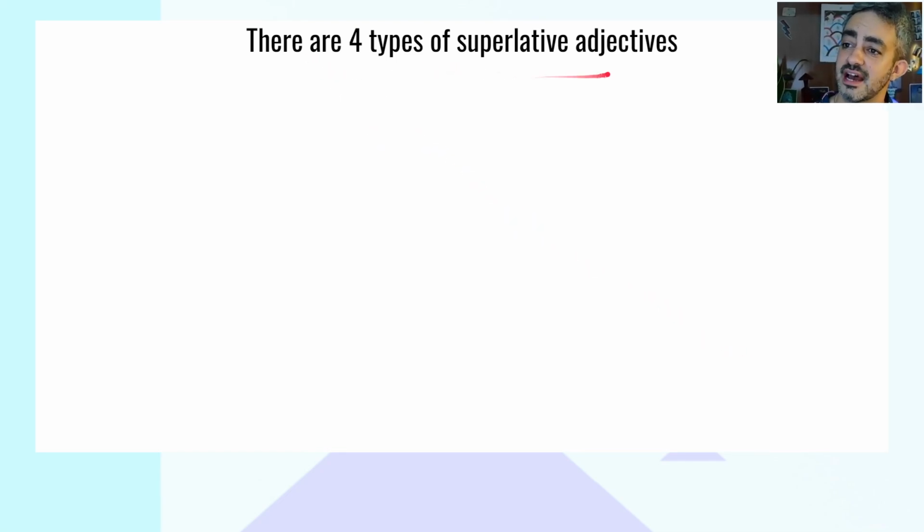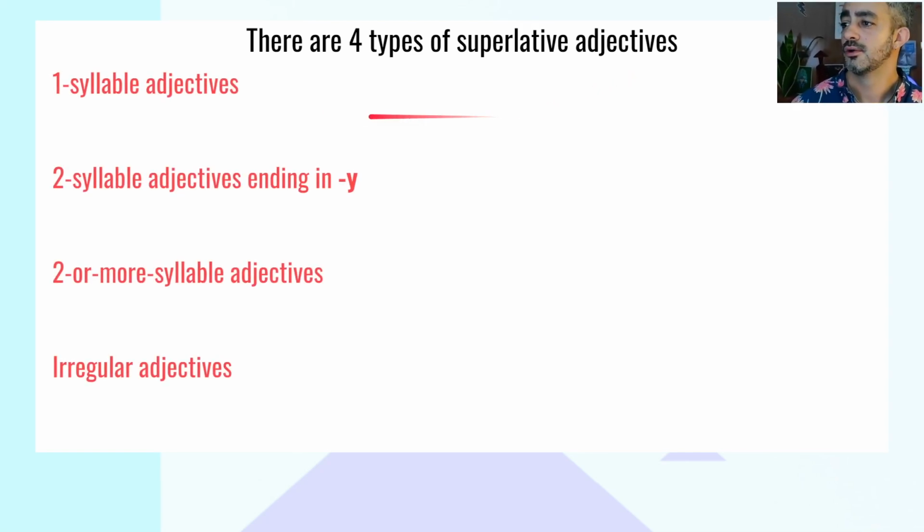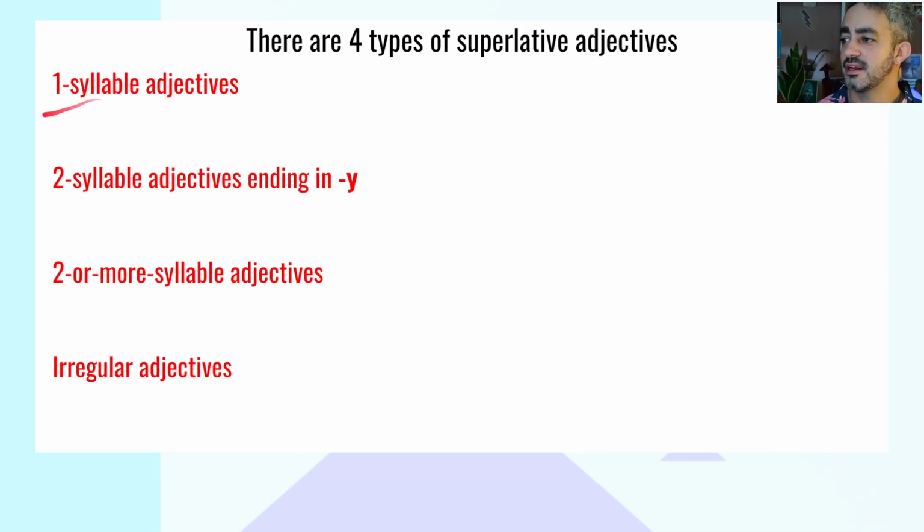Now, there are 4 types of superlative adjective transformations. We change an adjective depending on the number of syllables, and also the ending letter. And of course, there are some irregular adjectives.